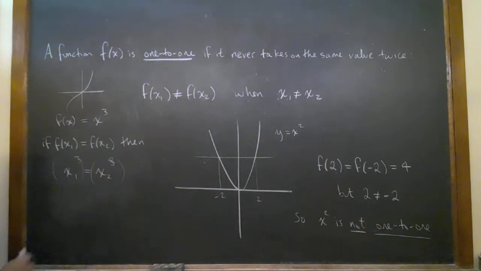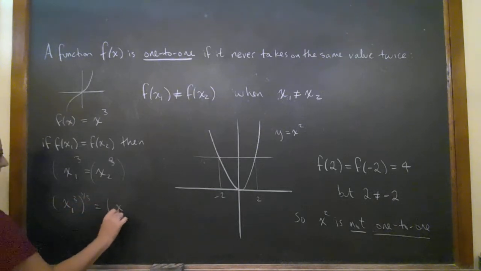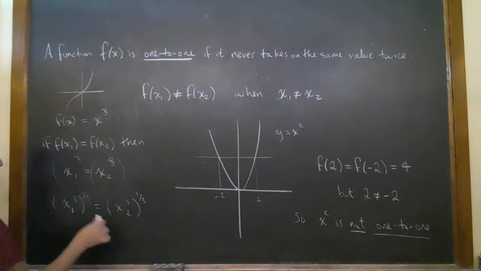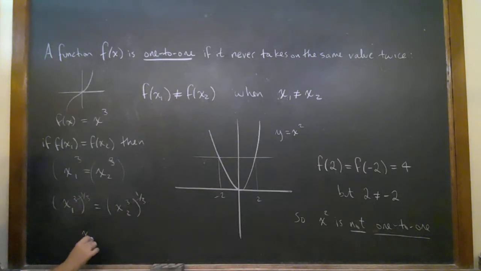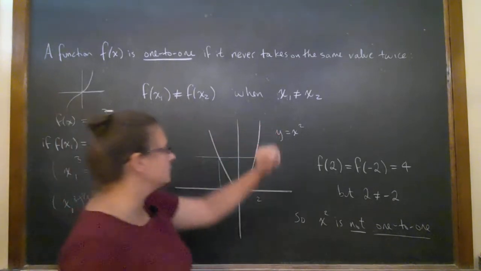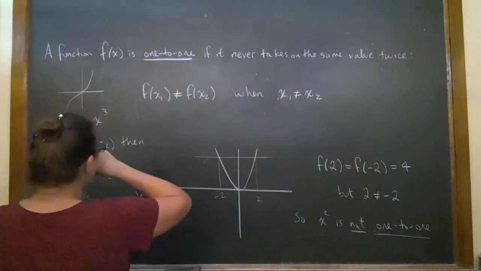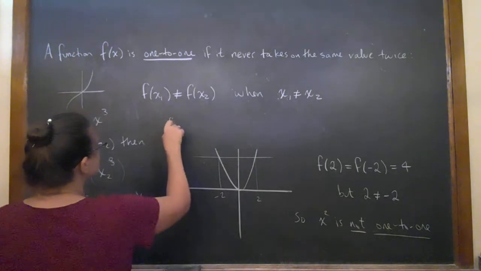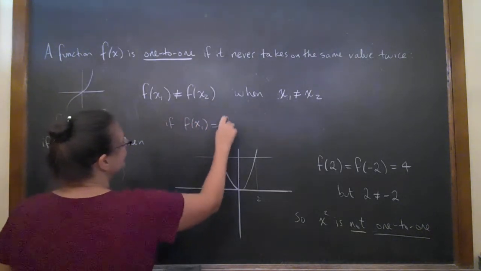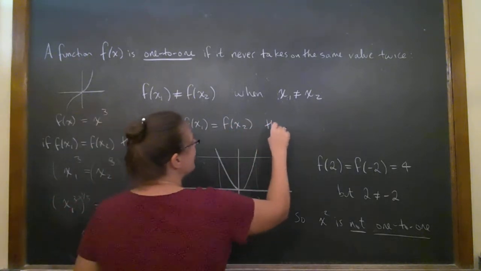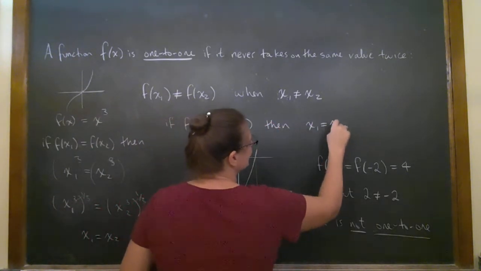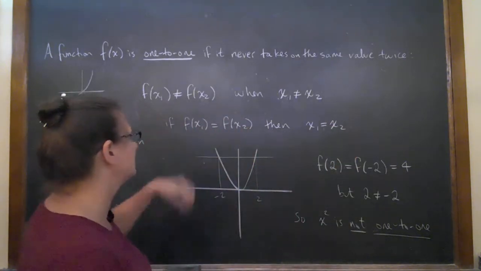I can take the cube root of both sides, right? Let me just write that as a separate step because it's going to get too messy. x1 cubed to the 1/3 is x2 cubed to the 1/3. These guys cancel, and that gives me x1 equals x2. So the contrapositive of this statement, if you prefer to remember it that way, is if f of x1 equals f of x2, then x1 equals x2. So this is a little bit easier to prove when it's equals instead of non-equals.